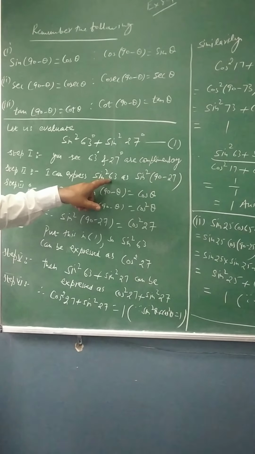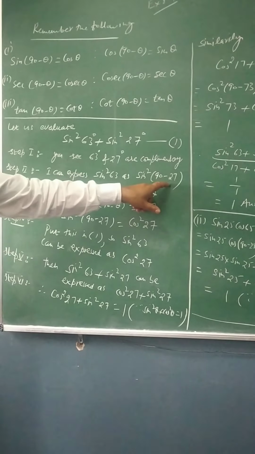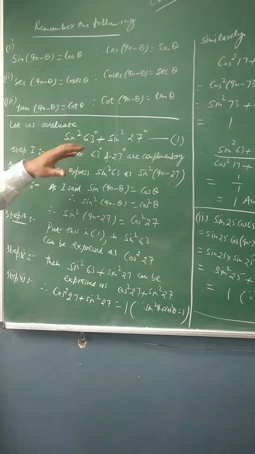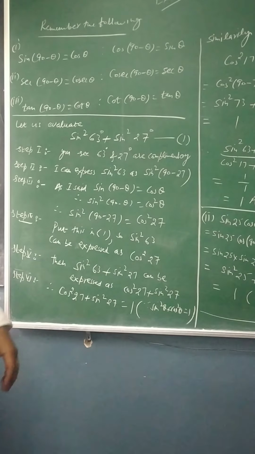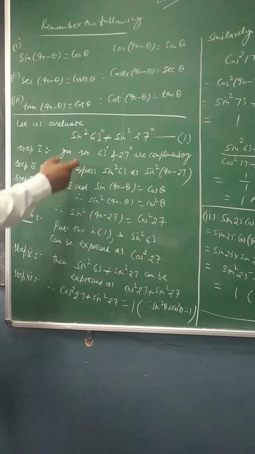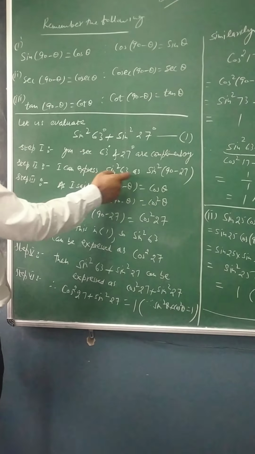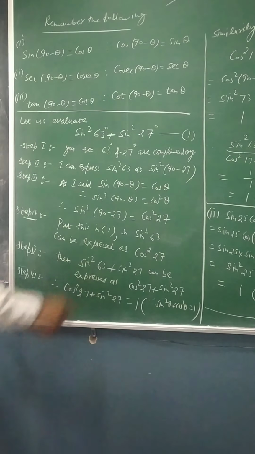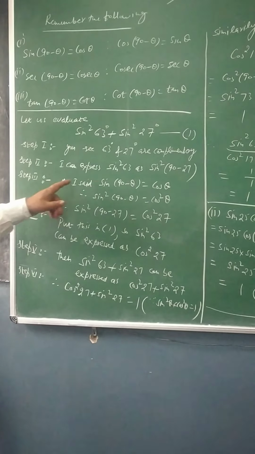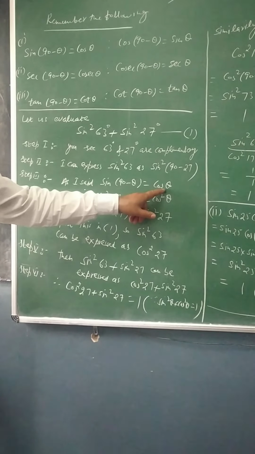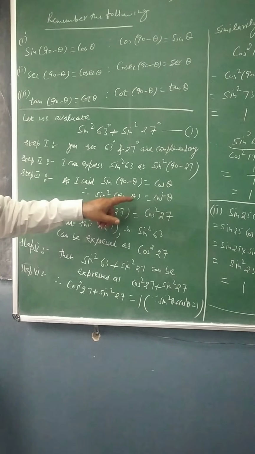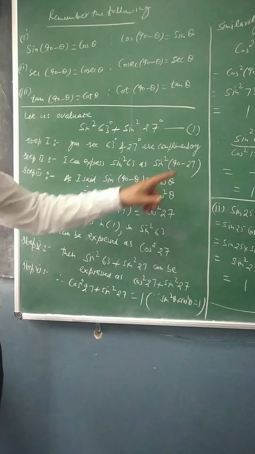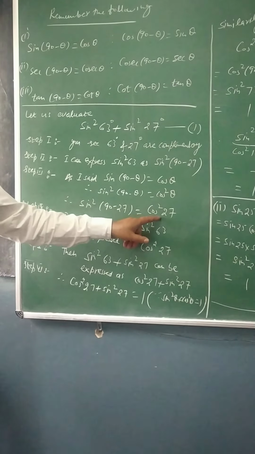So sine square 63 can be written as sine square 90 minus 27. If you want to convert the other, then 27 can be expressed as 90 minus 63. That you have to decide only. So I picked up sine square 63, and I expressed it as sine square 90 minus 27 because the complement of this is lying here only. Now, as I said, sine 90 minus theta is equal to cos theta, so sine square 90 minus theta will also be equal to cos square theta.